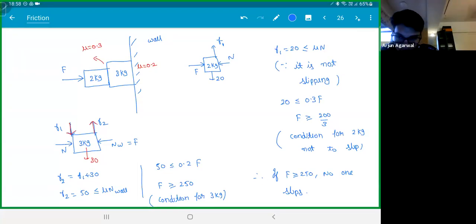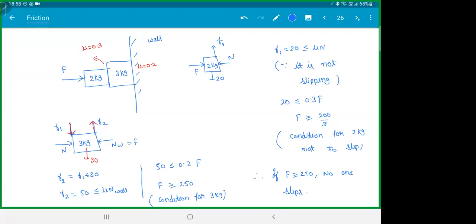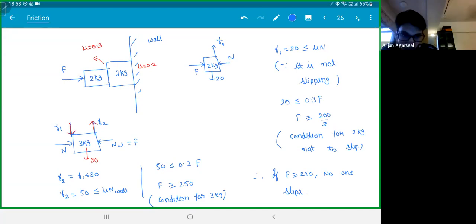There's no one to stop the 3 kg, na? Think about it. F1 is also pushing down. mg is also pushing down. Who is helping the 3 kg to remain at rest? Okay, got it. It will definitely slide.